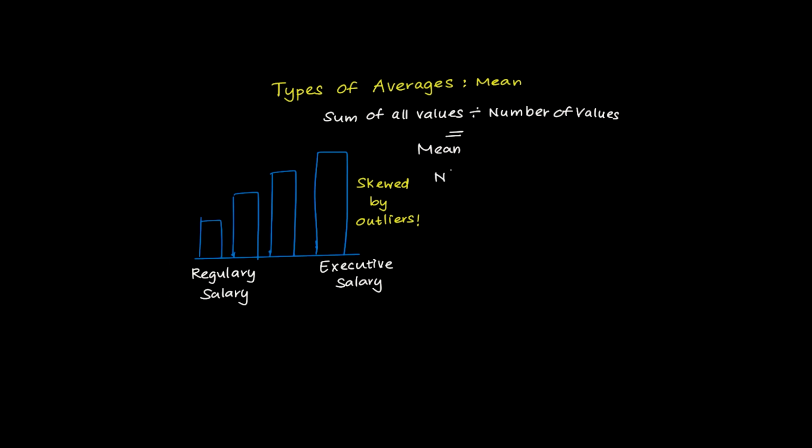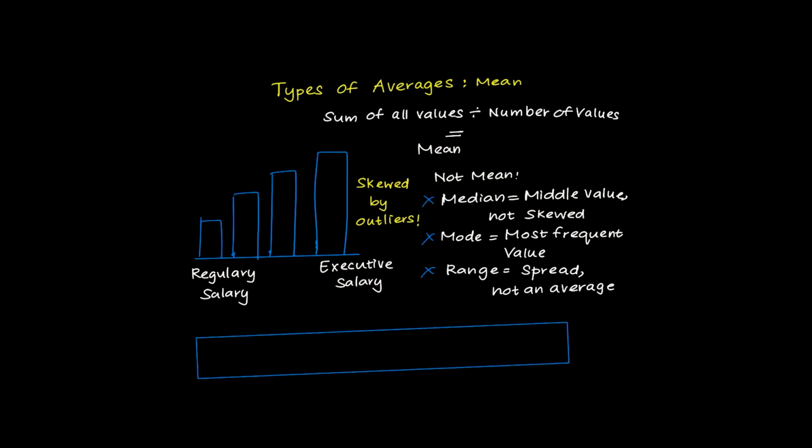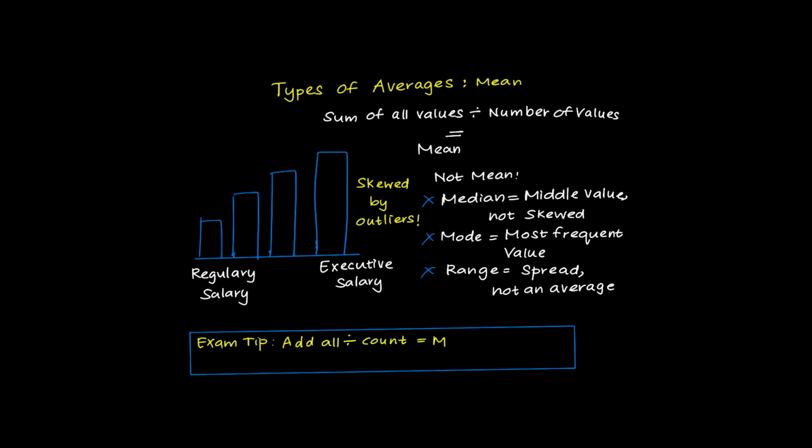The median is the middle value where half are above and half below. It wouldn't be skewed this way. The mode is the most frequently appearing value, not an addition and division calculation. Range measures the spread between highest and lowest, not an average at all. Here's a WGU D265 OA exam tip for you. Add everything up, divide by count, get skewed by outliers, that's the mean. Quick recall hook: mean = math average, messed up by extremes.